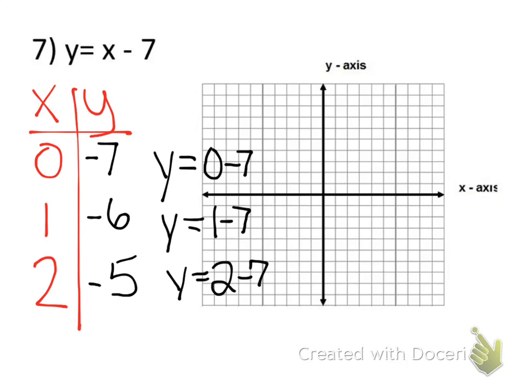All right, now you graph these three. So 0, negative 7, that's side to side 0 and down 7. 1, 2, 3, 4, 5, 6, 7. 1, negative 6, so right 1, down 6. 2, negative 5 means right 2, down 5. If you have a line, great. If you don't, start over. I have a line. Connect them. Remember, use something straight, like the side of your ID. Don't give me sloppy work. I can't stand that. Put your arrows on the end and you're good to go.